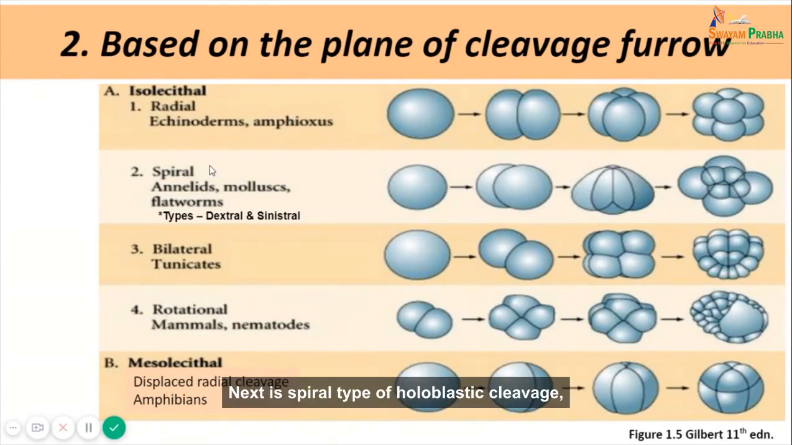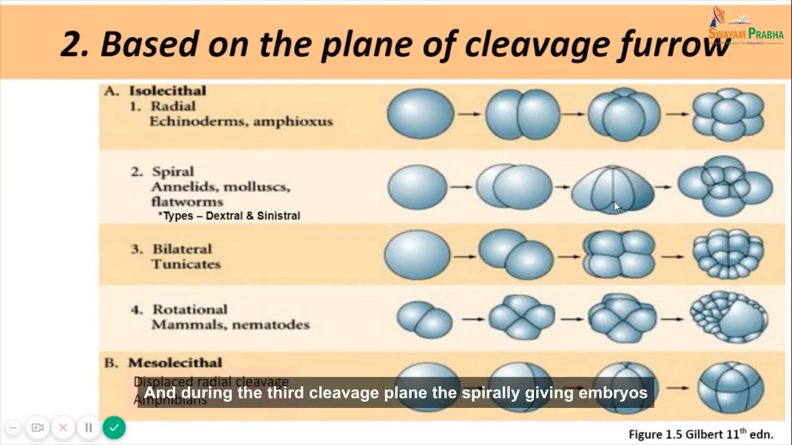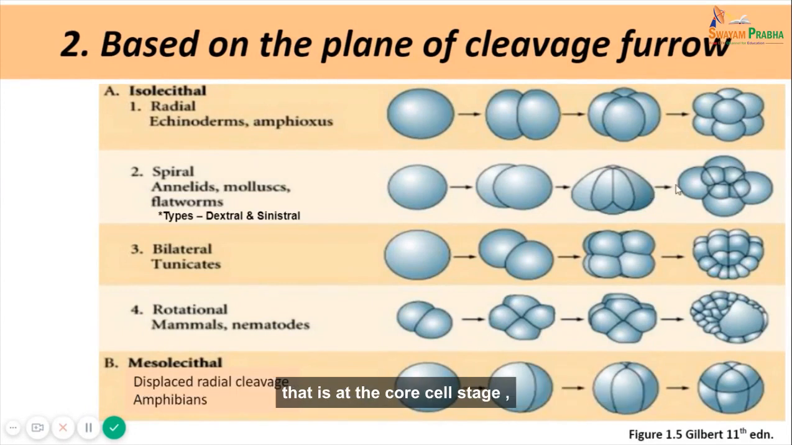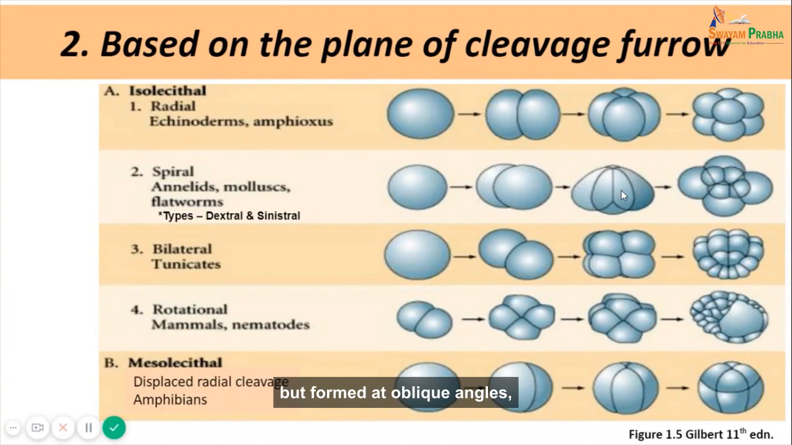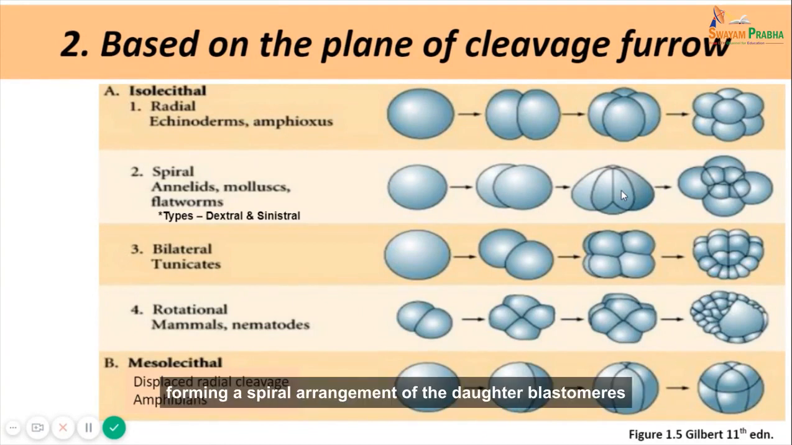Next is the spiral type of holoblastic cleavage, which is characteristic of annelids, mollusks, and flatworms. Actually, it happens in all the protostomes. In this, we see that the difference lies in the third cleavage plane. So the third cleavage plane occurs after the first 2 successive meridional cleavages, and during the third cleavage, in the spirally cleaving embryos, that is at the 4-cell stage, the plane is not parallel or perpendicular to the animal-vegetal axis of the egg, but formed at oblique angles, forming a spiral arrangement of the daughter blastomeres.